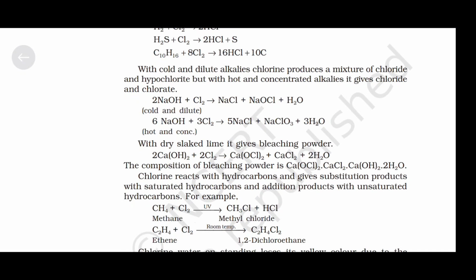With cold and dilute alkalis, chlorine produces a mixture of chloride and hypochlorite, but with hot and concentrated alkalis, it gives chloride and chlorate. Okay.